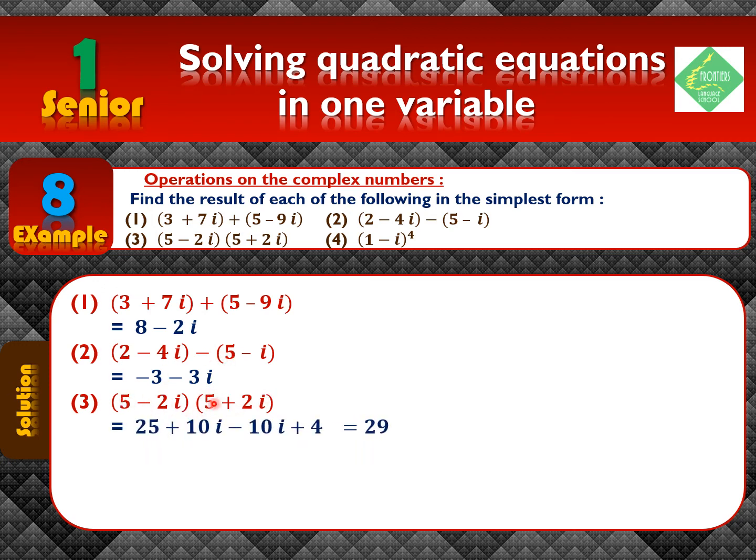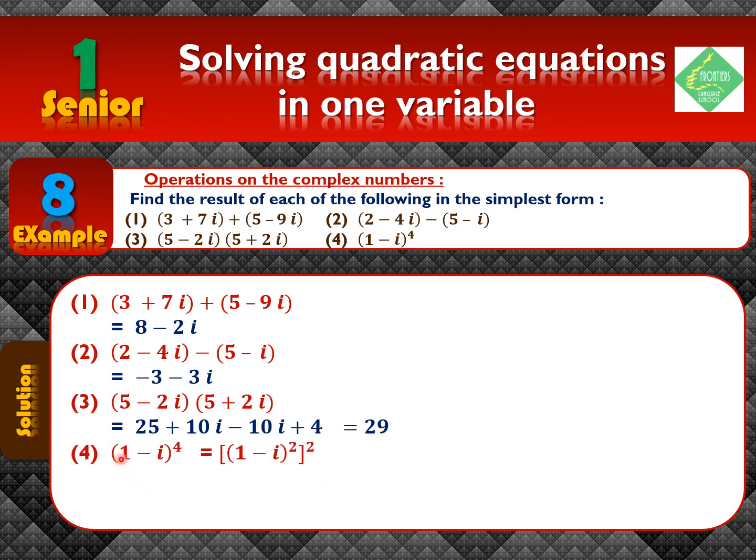So 5 multiplying 5, I get 25. 5 multiplying 2i, I get 10i. Negative 2i multiply 5, I get negative 10i. Negative 2i multiplying 2i, I get negative 4i squared. What about i squared? Yes, i squared equal negative 1. And I have negative 4 multiplying negative 1, I get positive 4. 10i will eliminate with negative 10i. So the remainder is 25 plus 4, which is 29.